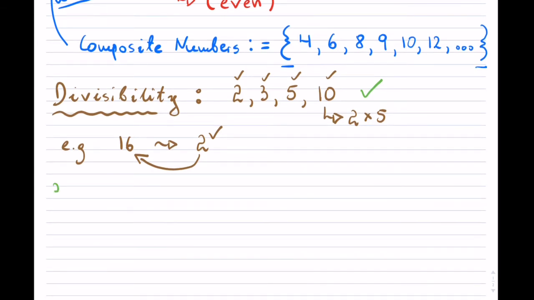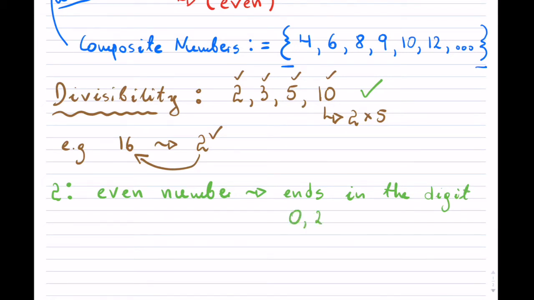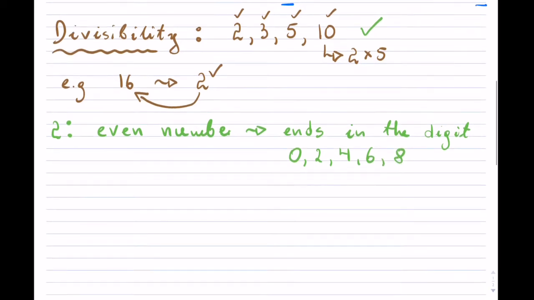Turns out that for the number 2, a number is divisible by 2 if and only if it is an even number. Now, what does it mean to be an even number? It means that the number ends in the digit 0, 2, 4, 6, or 8.